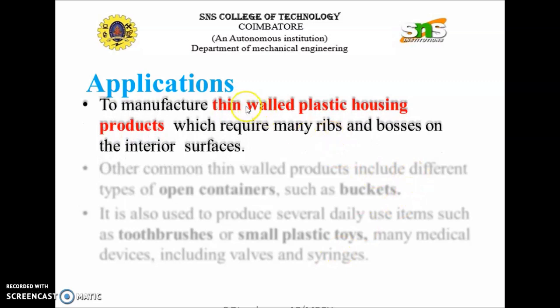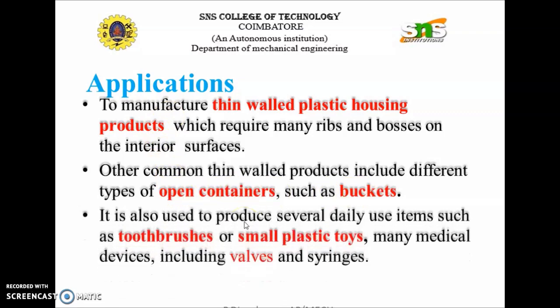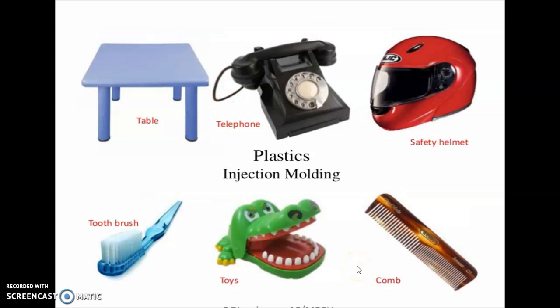And some of the examples are thin-walled plastic housing products, open containers such as buckets, daily usage items such as toothbrushes, small plastic toys, valves, syringes. And these are also some of the various applications of injection molding, such as table, telephone, helmet, comb, toothbrush, etc.